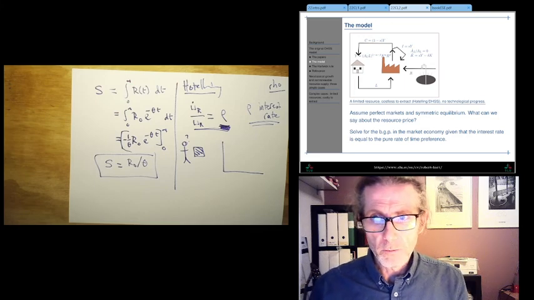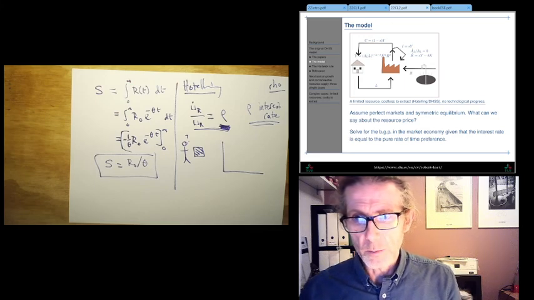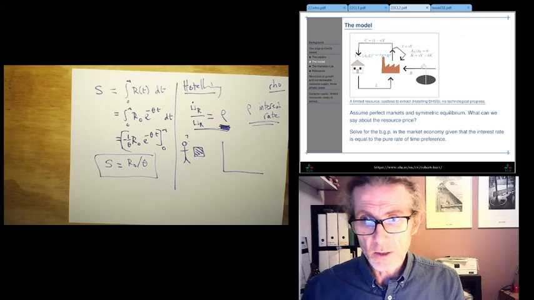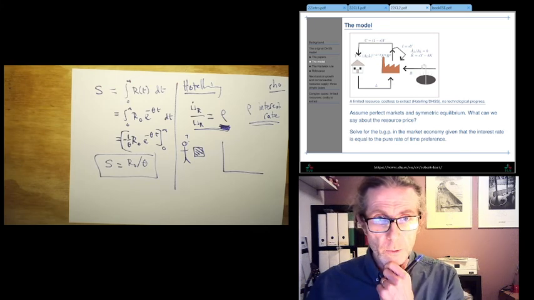Okay. Solve for the balanced growth path in the market economy given that the interest rate is equal to the pure rate of time preference.